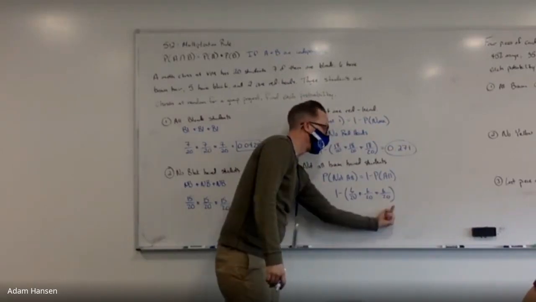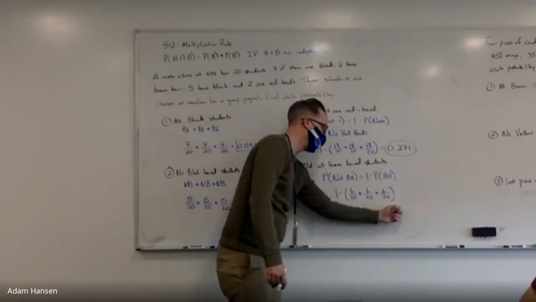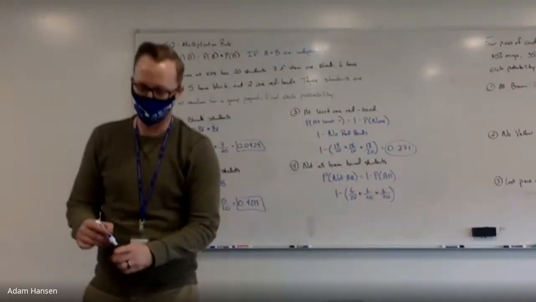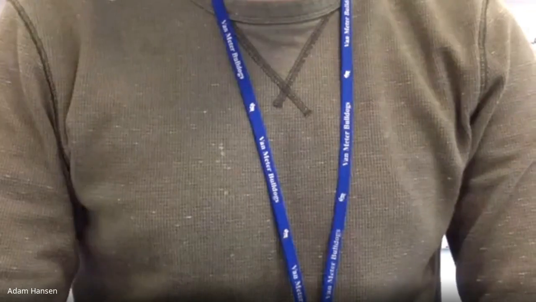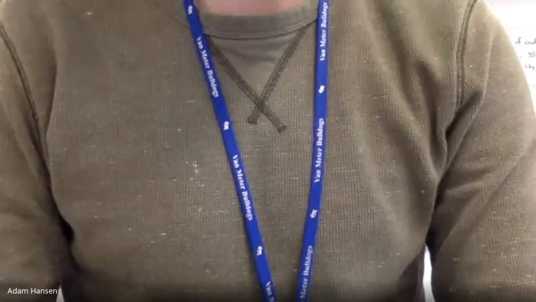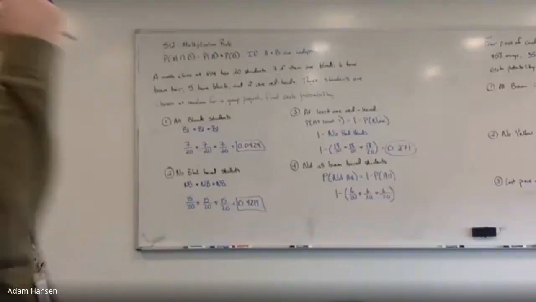This is the only one I can't include in the probability because I don't want all of them to have brown hair. There's the probability of having them all with brown hair. Subtract that from 100%. Does that make sense? Let's see. 6 out of 20 times its times. 97.3%.